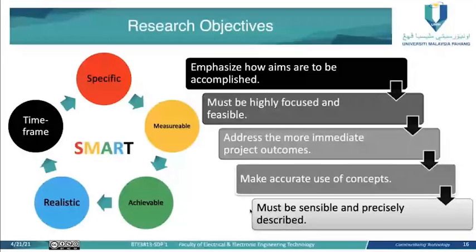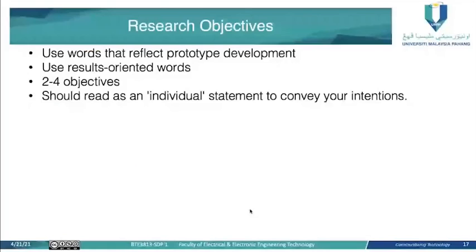Okay, so use words that reflect your prototype development. Since your senior design project outcome is expected to be a prototype, try to use words which can show that you are going to develop a prototype. For example, you say to develop, to fabricate, to implement. Use result-oriented words. So the words show that during SDP 2, in chapter 4, you are going to show some results of your work. The results usually depend on the objective.